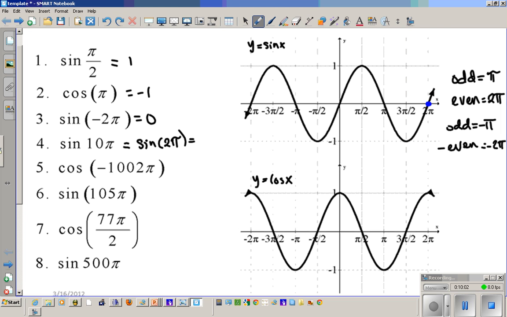So just simply trace it to your y-axis. Your answer is dead center. Answer is 0. Okay? So the answer for this one is simply 0 because 10 pi and 2 pi are coterminal angles.